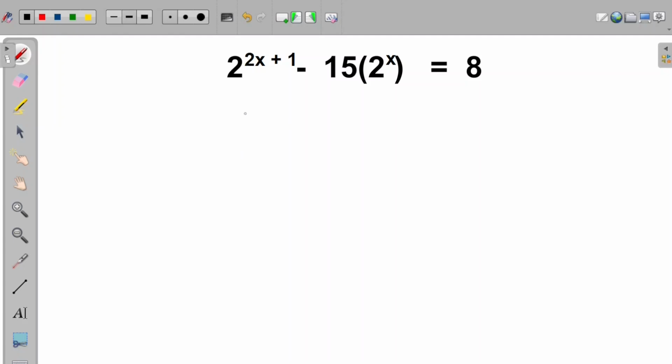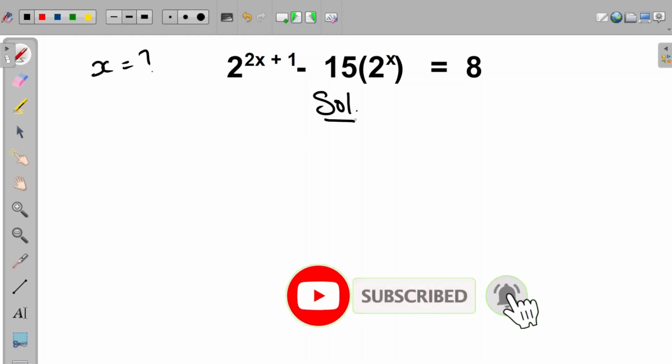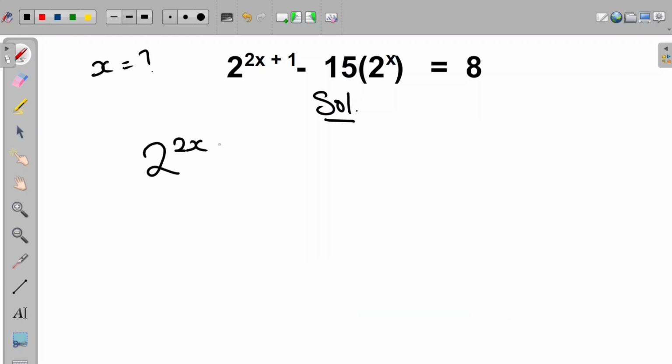In this initial question, we are asked to find the value of x, given that 2 raised to the power of 2x plus 1 minus 15 multiplied by 2 raised to the power of x is equal to 8. Now let's obtain the solution for this equation. So we have that 2 raised to the power of 2x plus 1 minus 15 multiplied by 2 raised to the power of x is equal to 8.